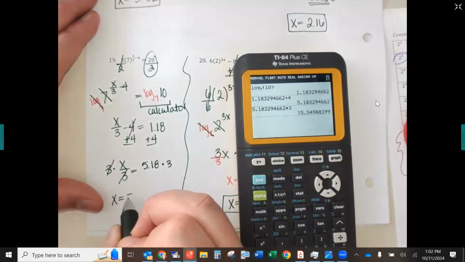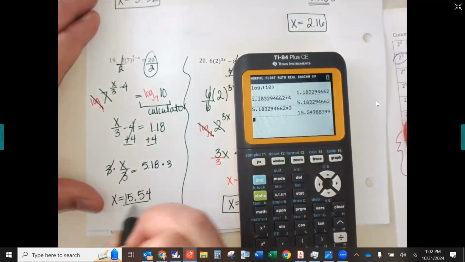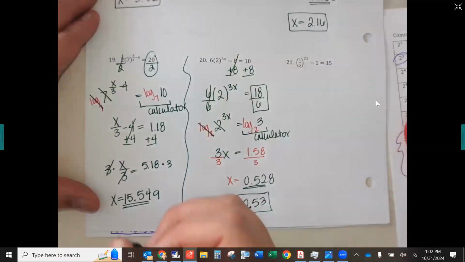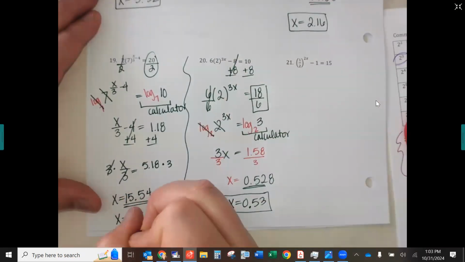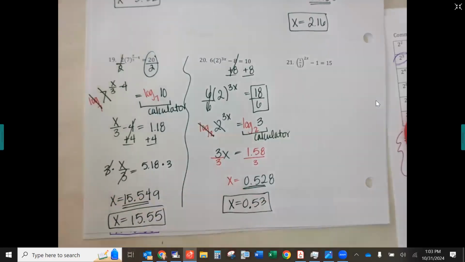So then I got 15.54 followed by a 9. Well, then if it's 0.54 followed by a 9, we would round that to 15.5. All right, good job. You should be able to finish your homework now.